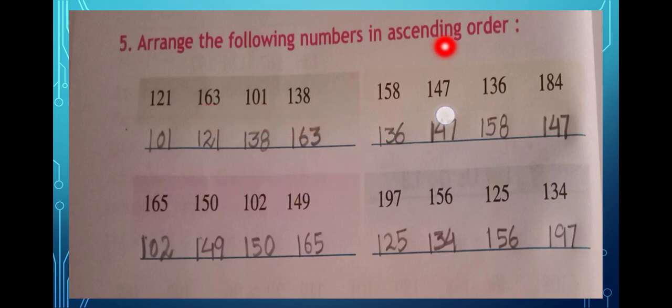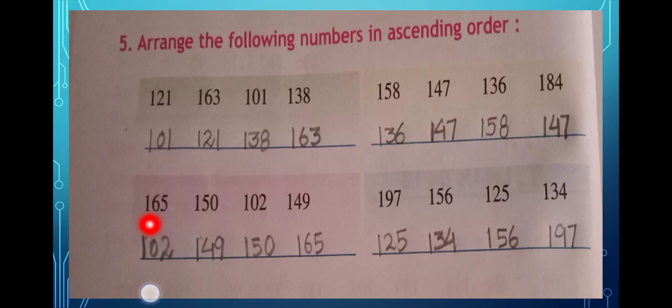So ascending means small to big. So the smallest one will be 0. So 101 came first. Okay. The second smallest number is 2, isn't it? So 121 came here. The third smallest number is 3. So 138 came here. And the last number will be 163.